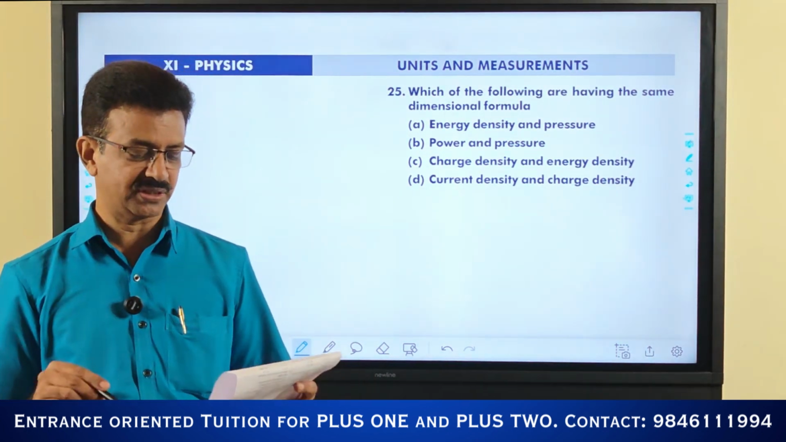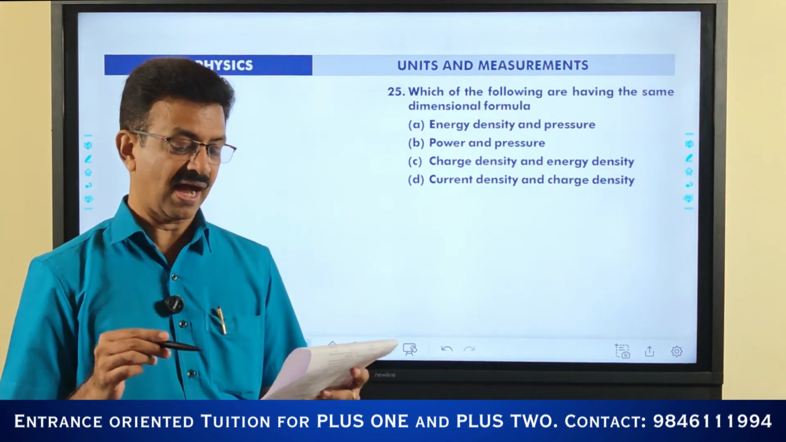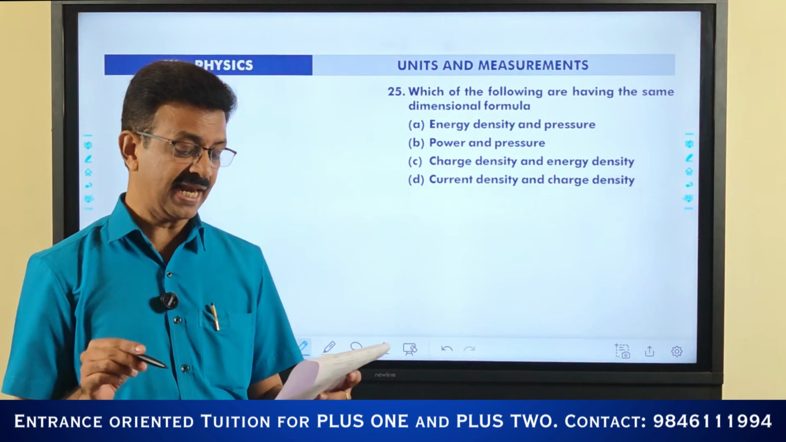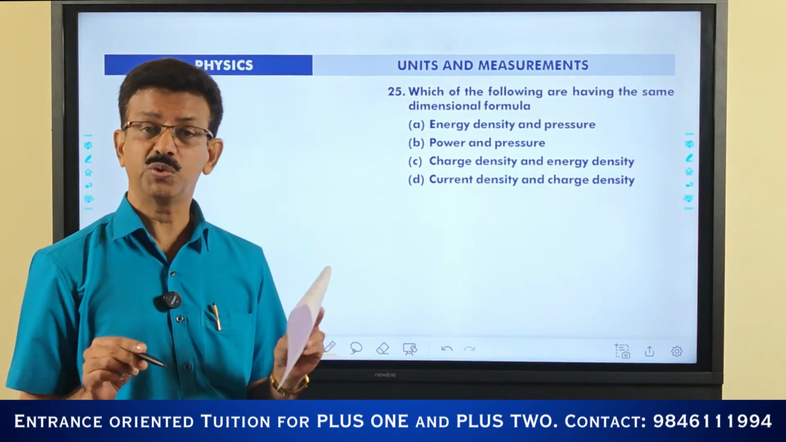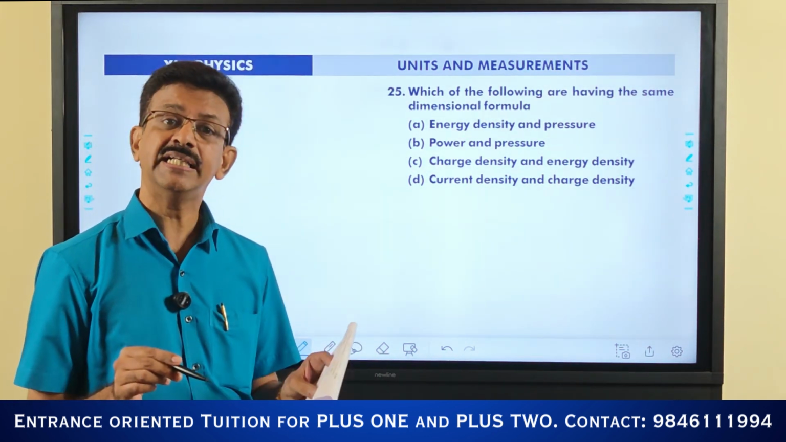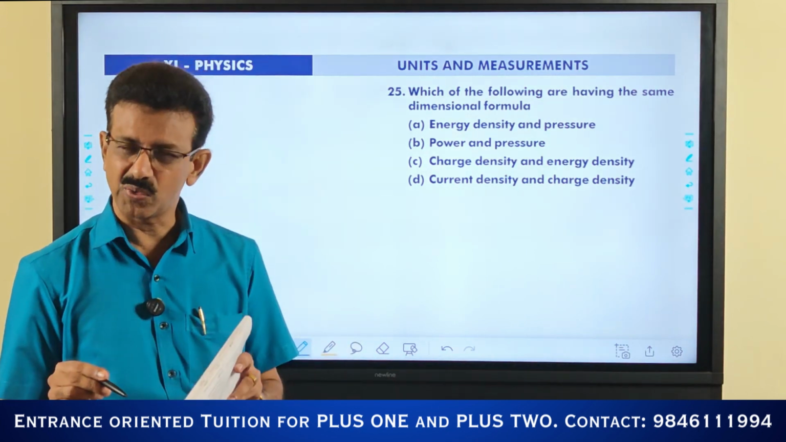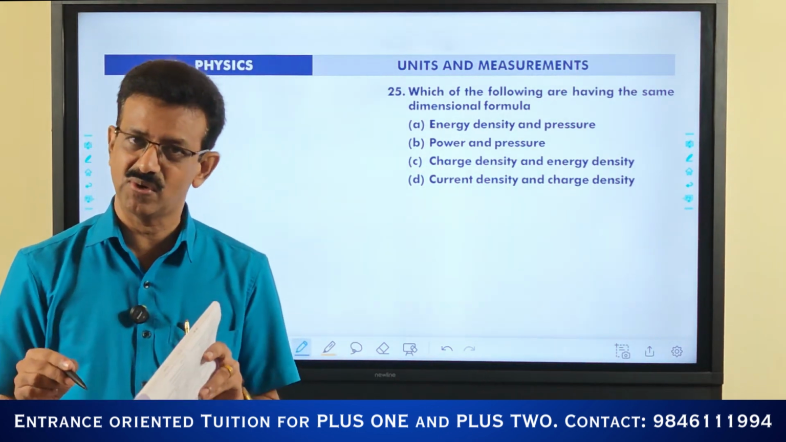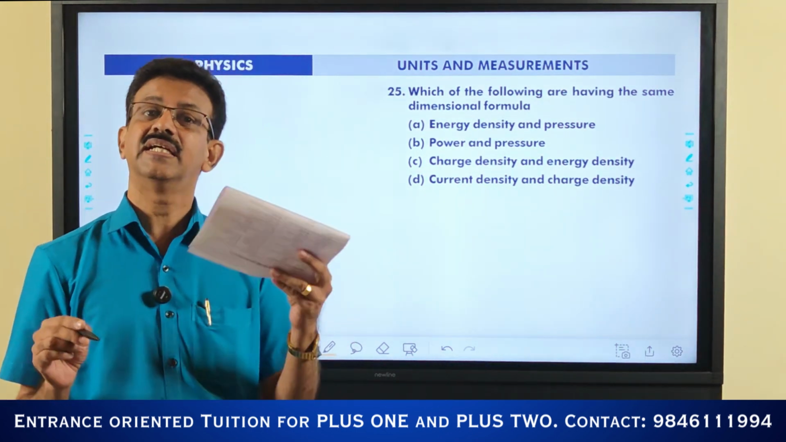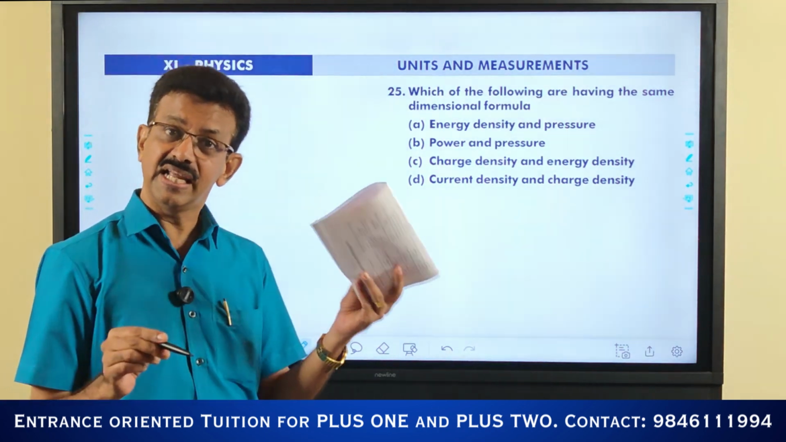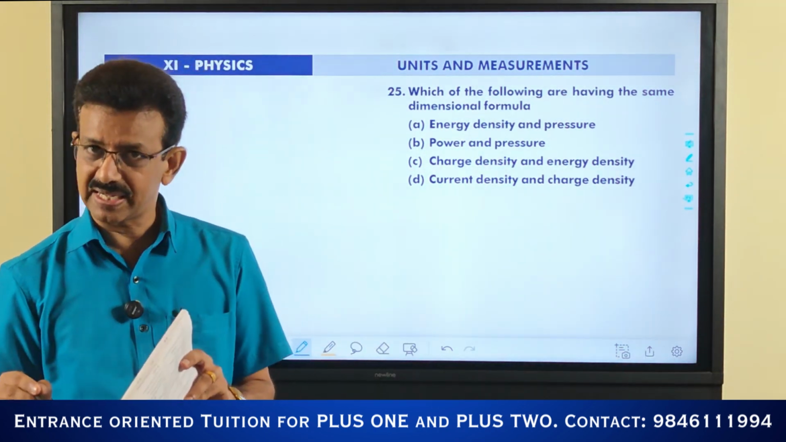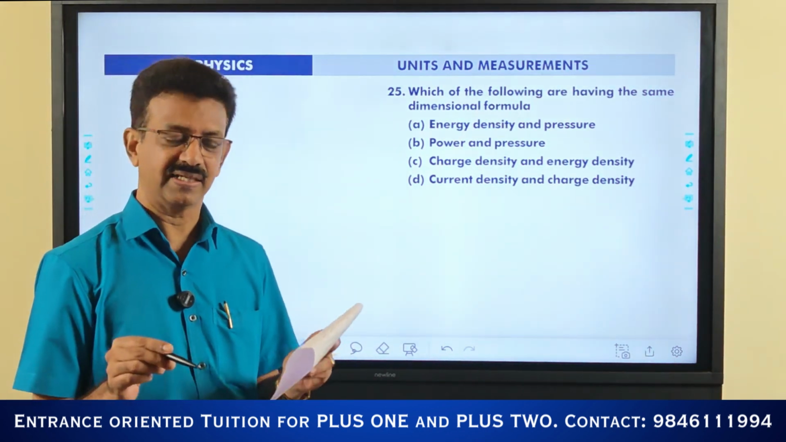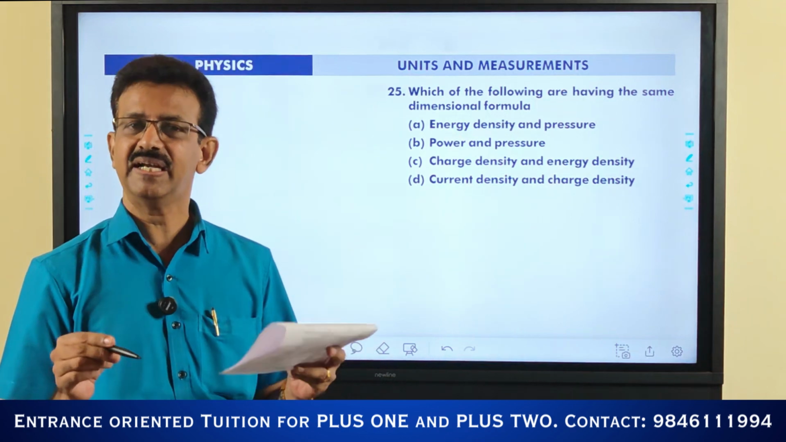Here, the last question is, which of the following are having the same dimensional formula? First choice is energy density and pressure. First, you should know the meaning of these terms. Energy density means energy per unit volume. Electron density means number of electrons per unit volume. Charge density means charge per unit area. Linear density means mass by length. Linear density of charge means charge per unit length.